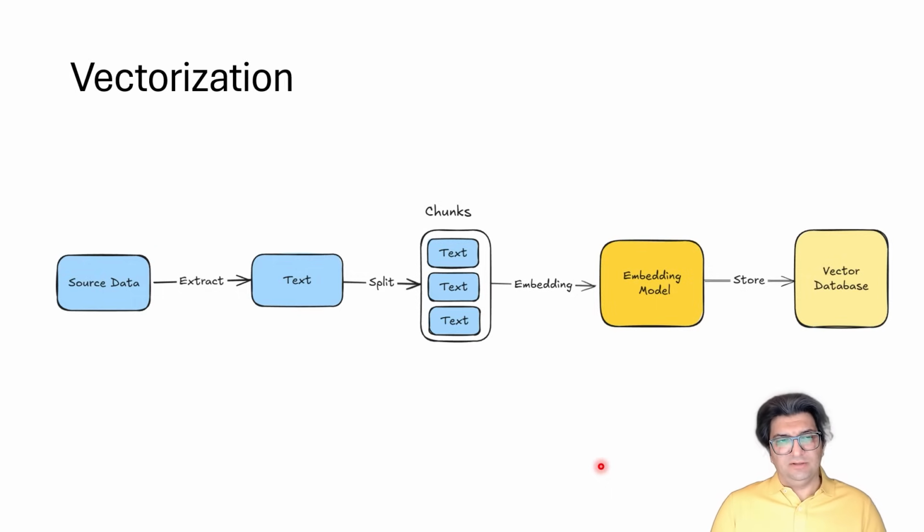But in a nutshell, how we do the vectorization. The vectorization starts from the extraction. So imagine you have a PDF file or text file, any source of data that contains text. You need to extract the text, and based on that, you need to split the text into simple chunks.